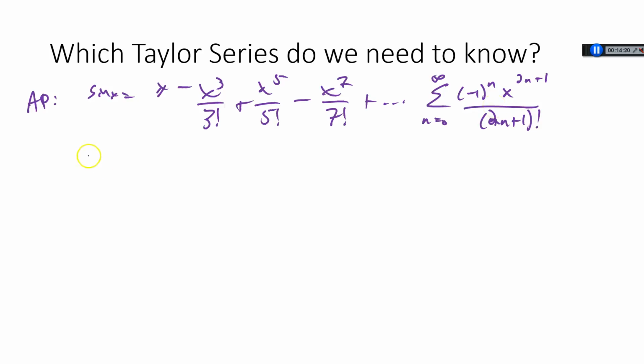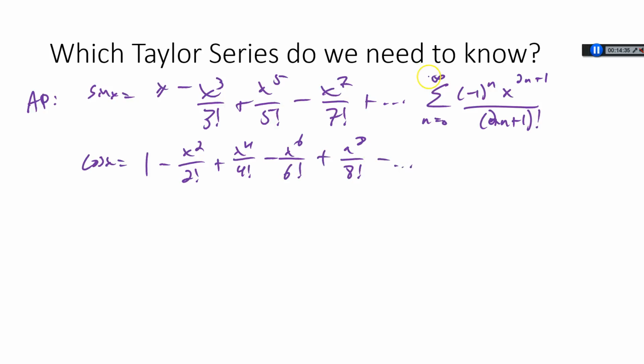even the sigma notation. Cosine x is the evens. 1, don't forget the 1, minus x squared over 2 factorial plus x to the 4th over 4 factorial minus x to the 6th over 6 factorial plus x to the 8th over 8 factorial, etc., etc. Don't know why I went that far with that one. That is sum from n equals 0 to infinity, negative 1 to the n, x to the 2n over 2n factorial. Nifty.